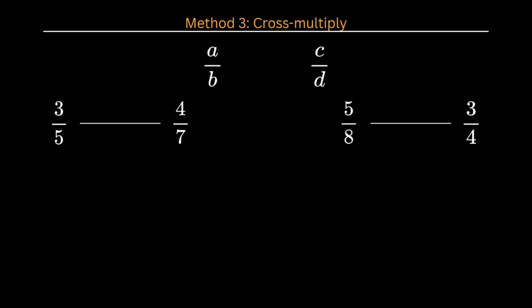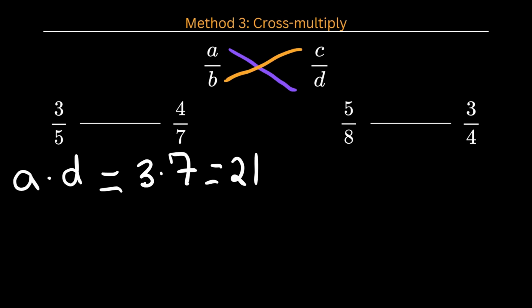Now, what about if the numerators or the denominators are not the same? Well, we're going to use method number 3, which is cross multiply. So we will be multiplying A to D and then C to B. So let's start with the first one. We have 3 over 5 and 4 over 7. Let's multiply A times D. Well, A is 3 and D is 7. So 3 times 7 gives you 21.